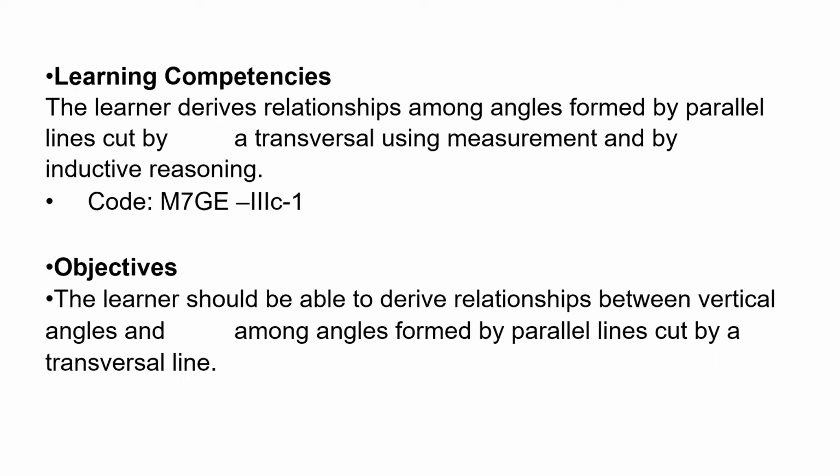Angles formed by parallel lines cut by a transversal. Mathematics 7, Module 3, Week 3, third quarter. Learning competencies: the learner derives relationships among angles formed by parallel lines cut by a transversal using measurement and by inductive reasoning. Objectives: the learner should be able to derive relationships between vertical angles and among angles formed by parallel lines cut by a transversal line.